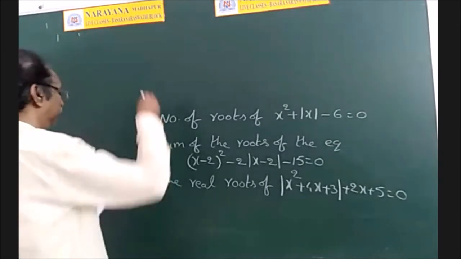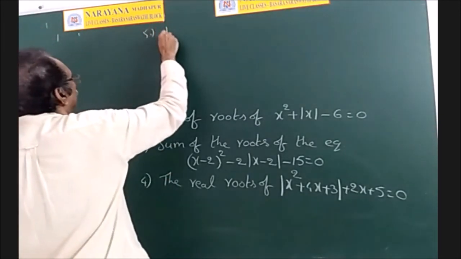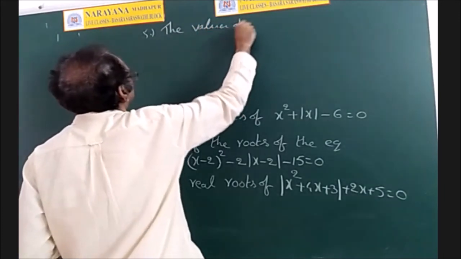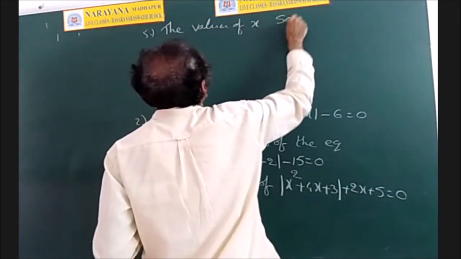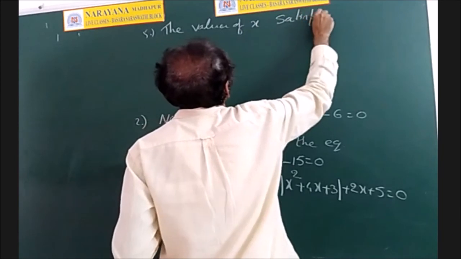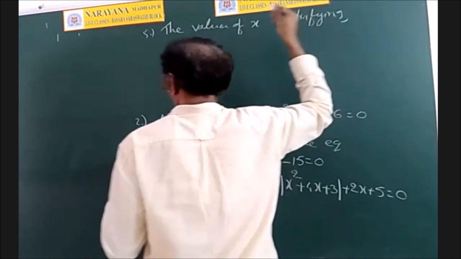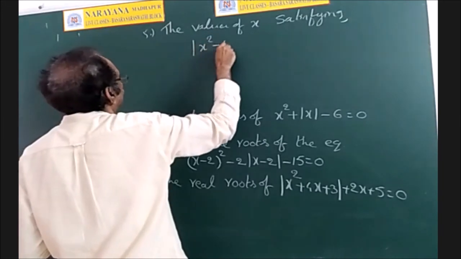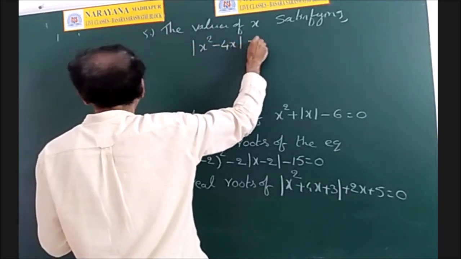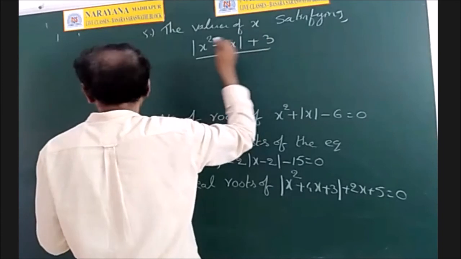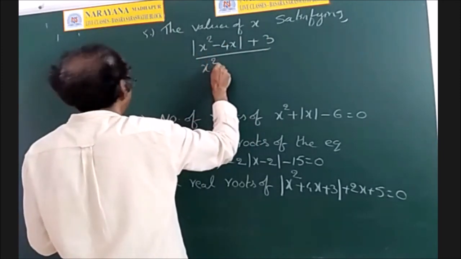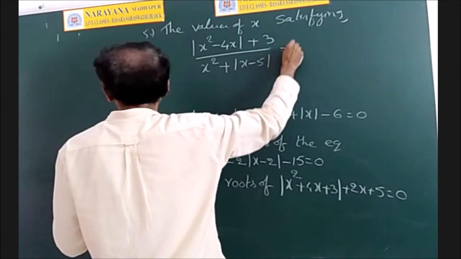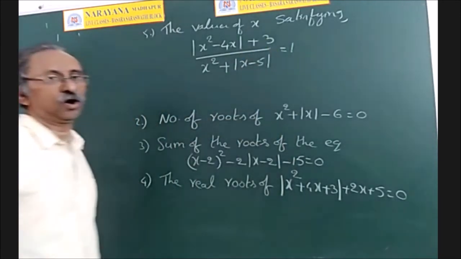And next one, the values of x, that means the real values of x, satisfying modulus of x square minus 4x plus 3 by x square plus mod x minus 5 is equal to 1.